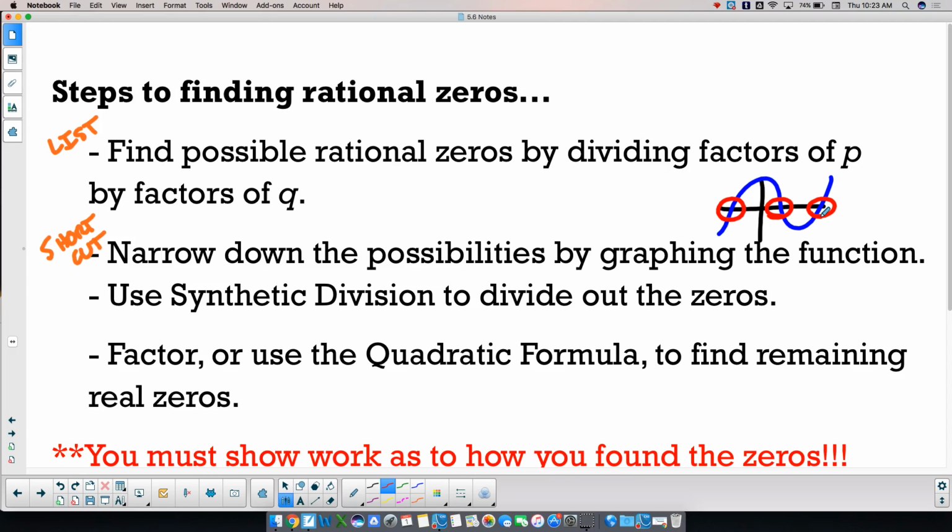Okay? Using synthetic division to divide out the zeros. Factor or use the quadratic formula to find the remaining ones, and boom, there we go. We're going to find all the zeros starting today. Okay? So, let's do that. Everybody got those written down? Anybody need more time to write those down?